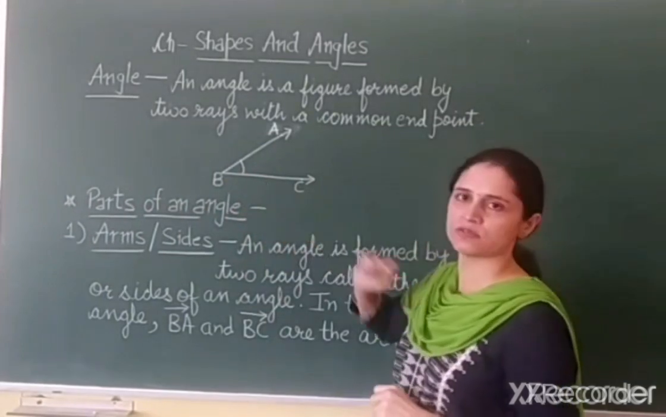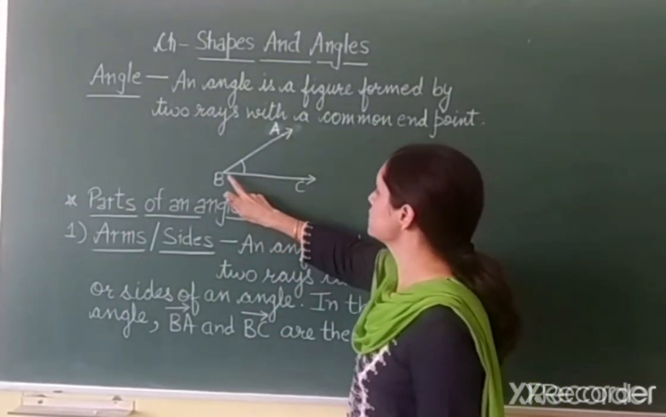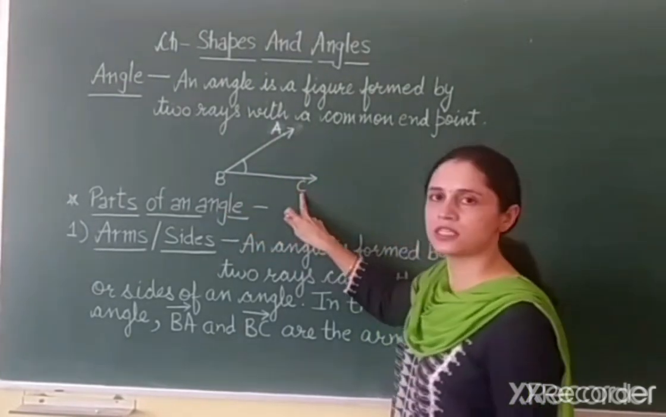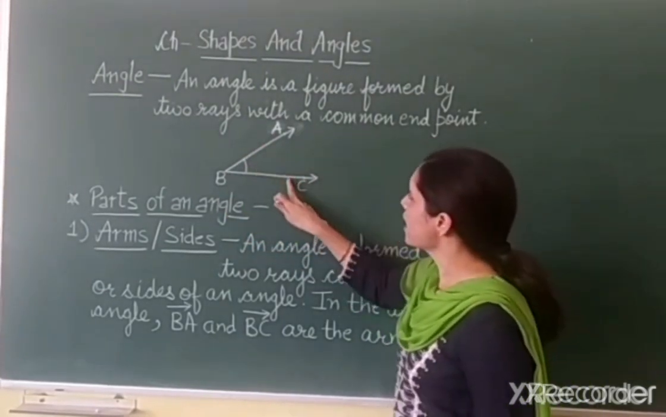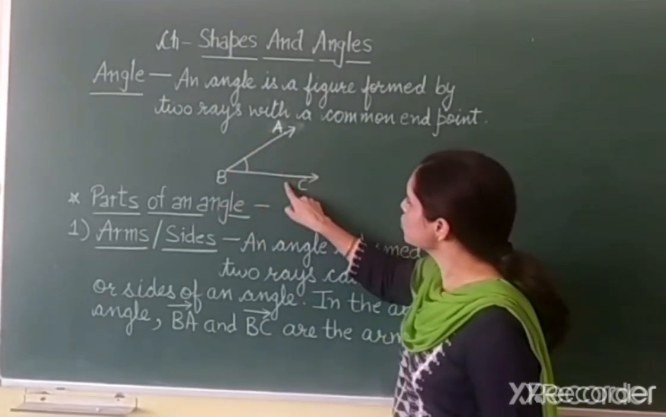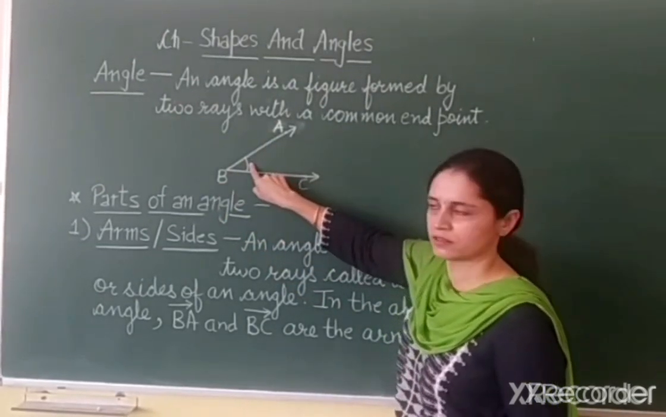You can see in this figure, there are two rays, ray BA, BC, and both rays have a common end point B. So these two rays form an angle.